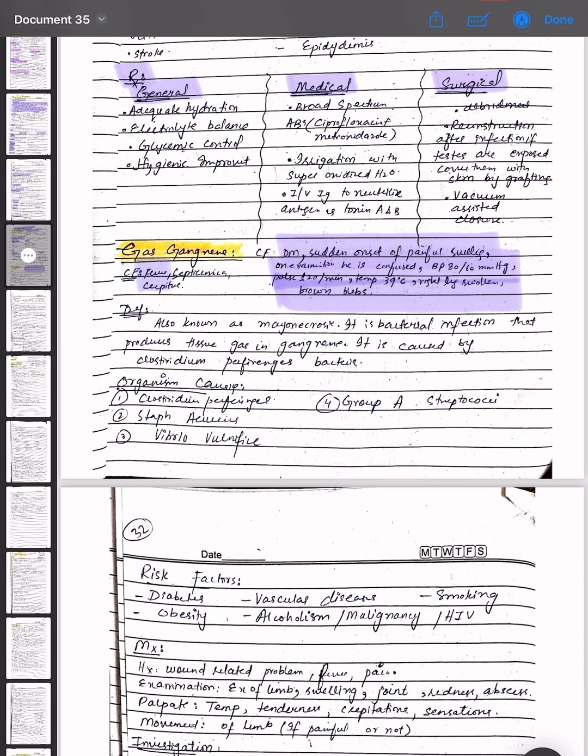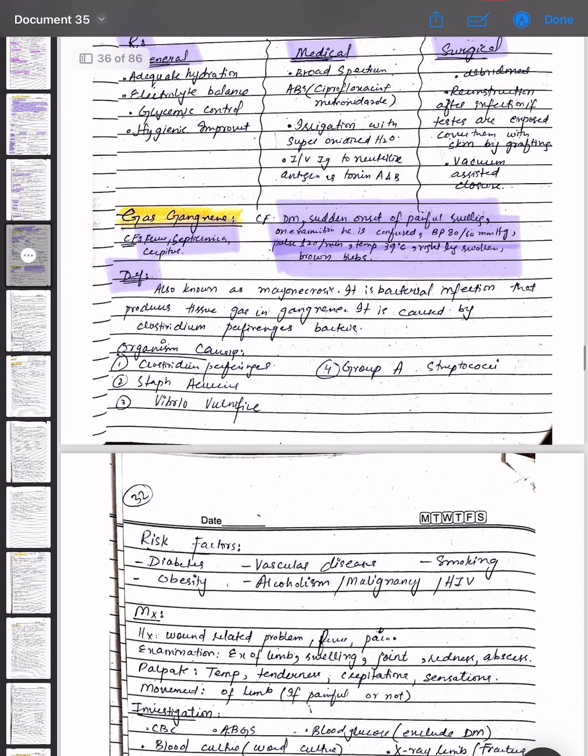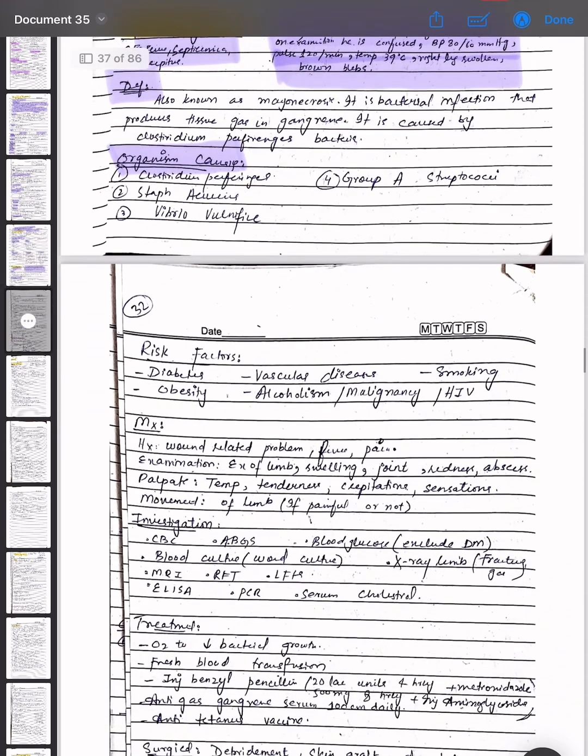Gas gangrene is also known as myonecrosis. It is a bacterial infection that produces gas in tissues. It is caused by Clostridium perfringens bacteria. What are the organisms that cause gas gangrene? These are Clostridium perfringens, Staph aureus, Vibrio cholera, and group A Streptococci. What are the risk factors for gas gangrene? These are diabetes, obesity, vascular diseases, alcoholism, malignancy, HIV, and smoking.